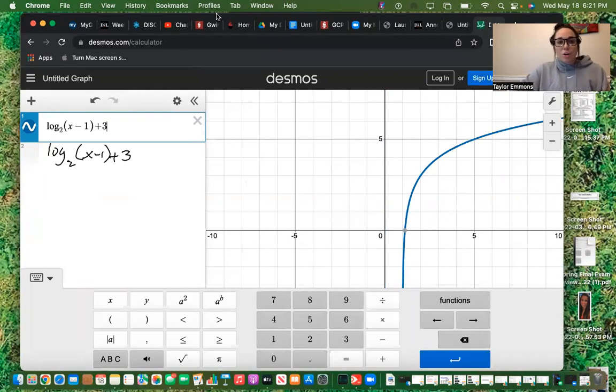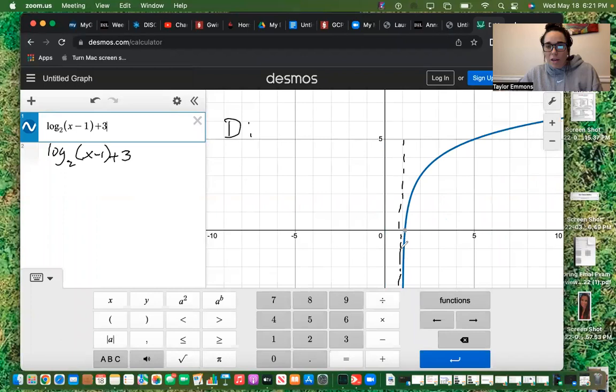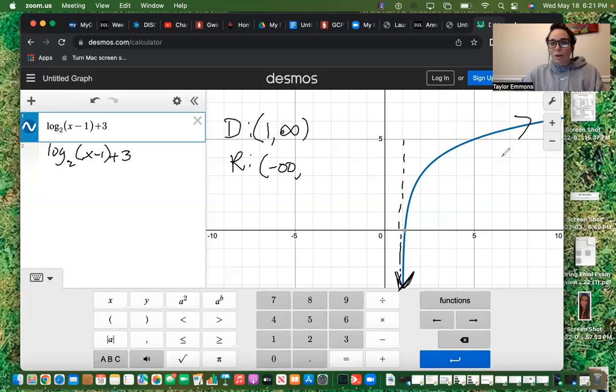Now, the domain for this one is going to be, well, what's my farthest left x value? There's something weird going on right here, so it's going to be from 1. And how far right does it go? Positive infinity. Notice how I use parentheses on both of these. For range, what's my farthest down y value? It keeps going down here, so that's negative infinity. How far does it go up? It keeps going on forever, so that's positive infinity.